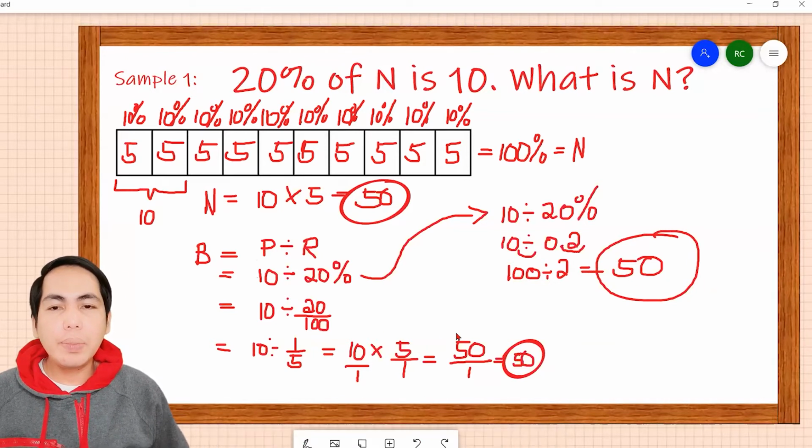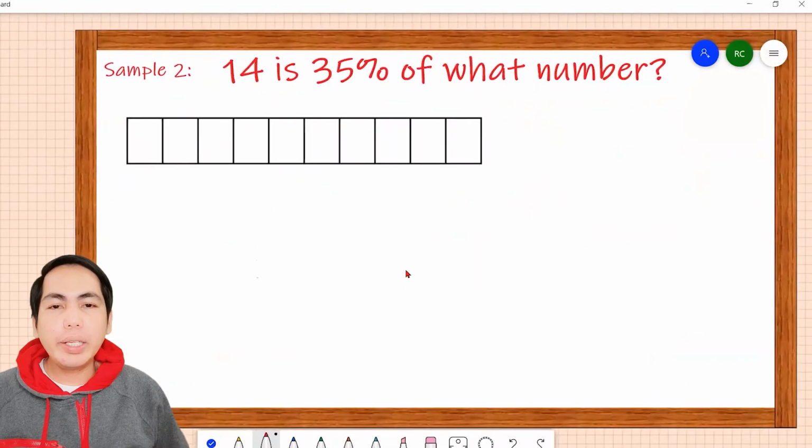So let us have sample problem number 2. 14 is 35% of what number? So meaning to say that this number that is missing is the base. So we have here the block representing the 100%, which is the total. Here in this case is represented by n.